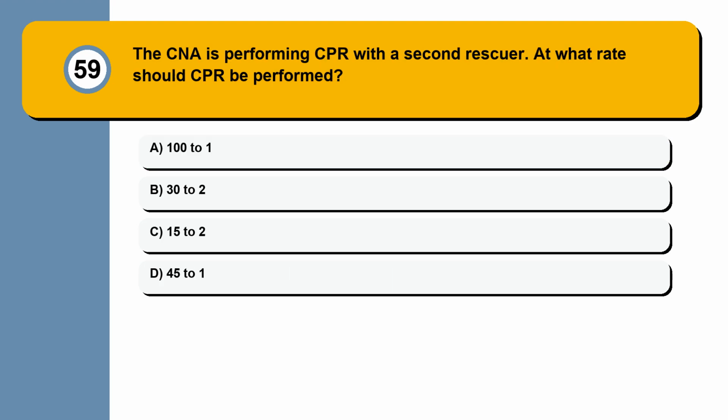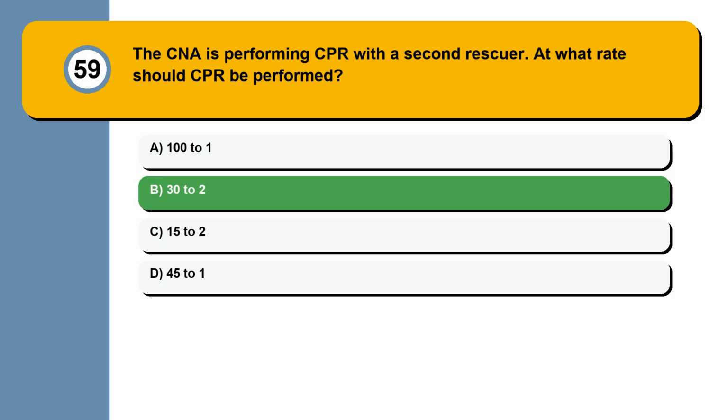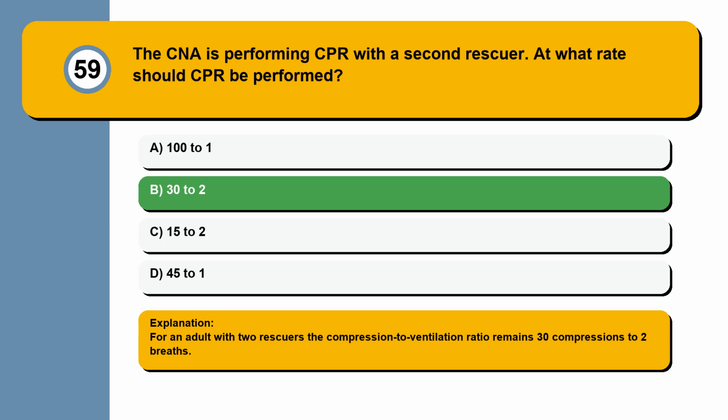Question 59. The CNA is performing CPR with a second rescuer. At what rate should CPR be performed? 100 to 1, 30 to 2, 15 to 2, 45 to 1. For an adult with 2 rescuers, the compression to ventilation ratio remains 30 compressions to 2 breaths.